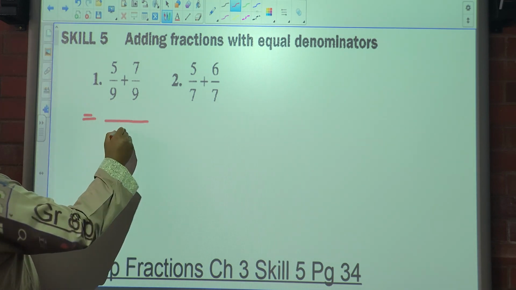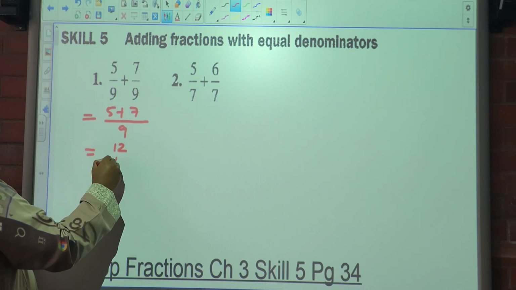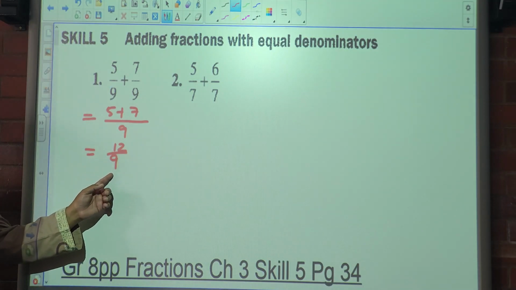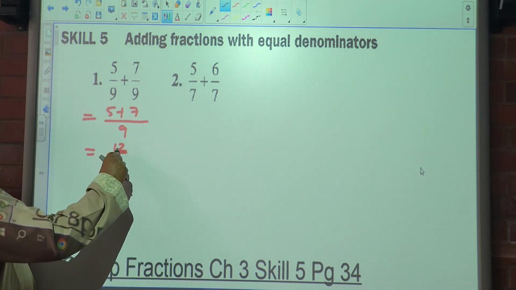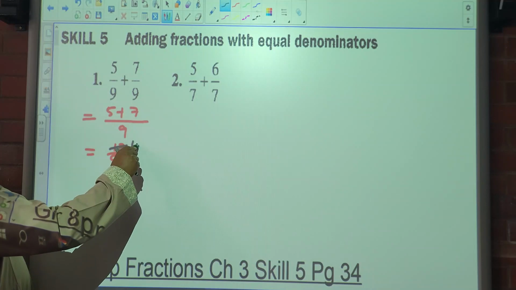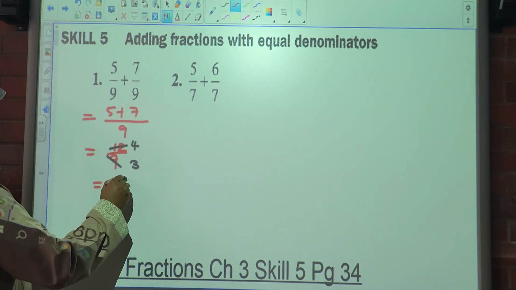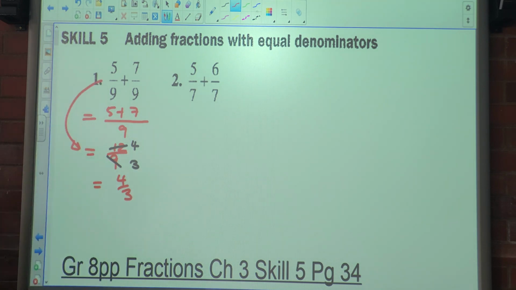It will be 5 plus 7, which is 12, absolutely, 12 over 9. Is there anything I can simplify here? Yes. What goes into 12 and into 9 without remainder? 3 going into 12, 4 times. 3 going into 9, 3 times. So the answer is 4 over 3. You could have gone from this straight into that step as well. You didn't have to write that middle step.